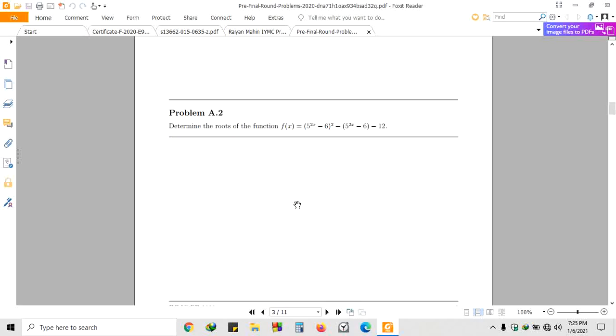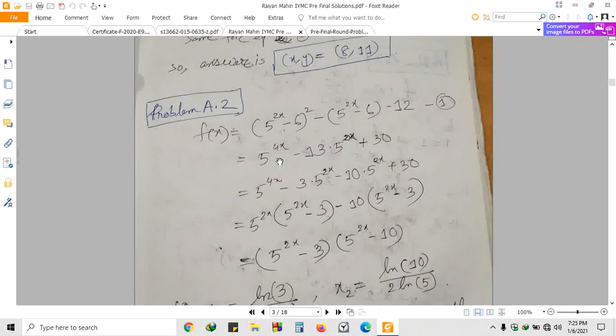So the next problem was A.2. Here you are given a function f of x and you have to determine the roots of this function. So 5 to the power twice x minus 6, we can treat it as a minus b whole square, and we know that the a minus b whole square formula is a square minus twice ab plus b square.